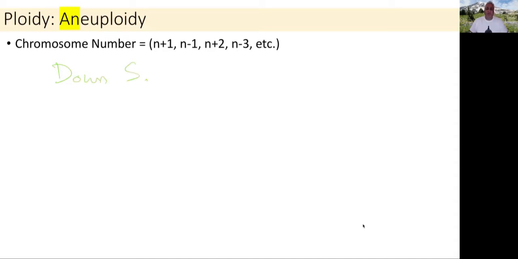In Down syndrome, the individual has one of the smaller chromosomes present in 3 copies. So that would be 46 chromosomes plus 1. So that would be 2n plus 1. And that's what we see there. So the 1 indicates that there's an extra chromosome amongst the diploid set of chromosomes. So we have 3 copies of chromosome number 21 in that individual. And what does that do?